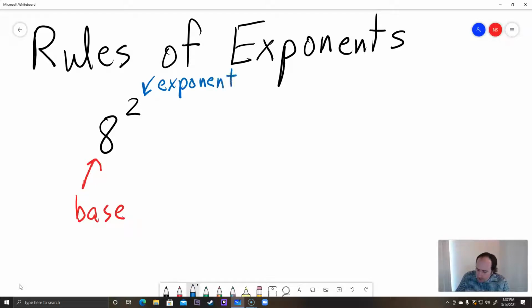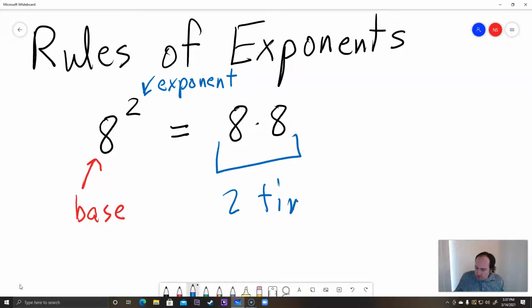Okay? And remember that what an exponent means is you multiply the number times itself that many times. So for example, 8 to the second power, or 8 to the 2, means you do 8 times 8. And how many times do you do it? Well, you do it exactly 2 times, which is the same as the exponent. Okay? So whatever your exponent is, that's how many times you multiply the number by itself.